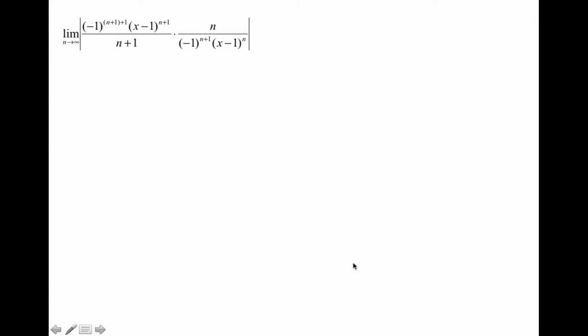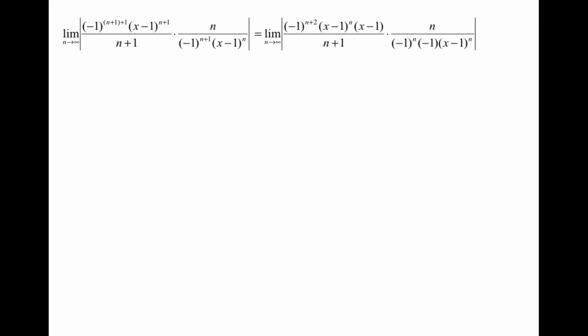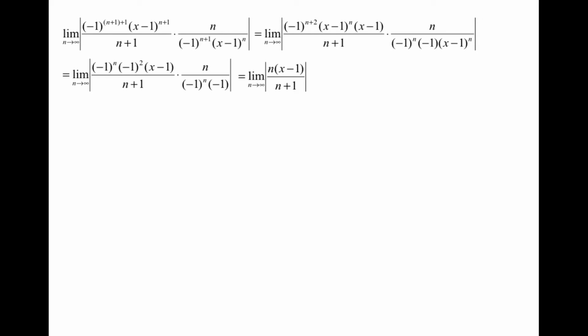I'm going to go ahead and set up my ratio test to test for the interval of convergence. Use exponent properties to expand out. I can cancel some stuff, and I can cancel some more stuff. So I am now left with n times x minus 1 all over n plus 1. I can pull out the absolute value of x minus 1.